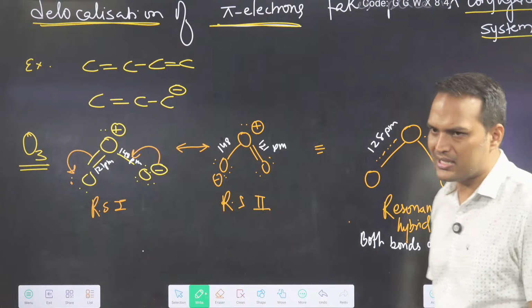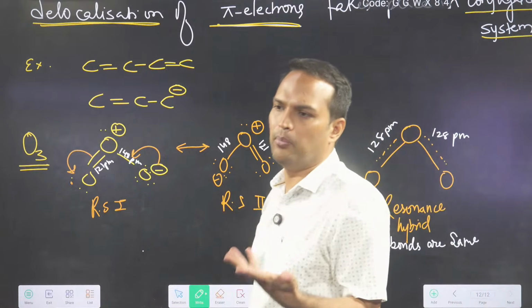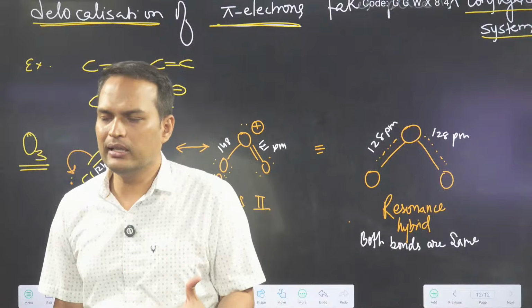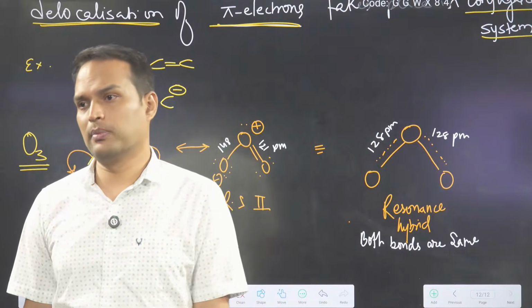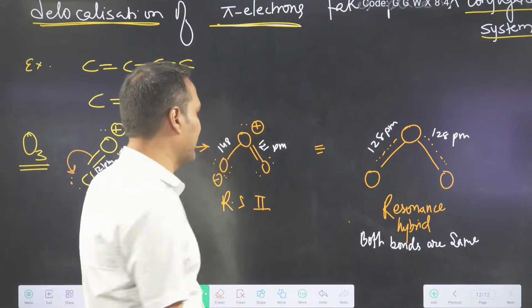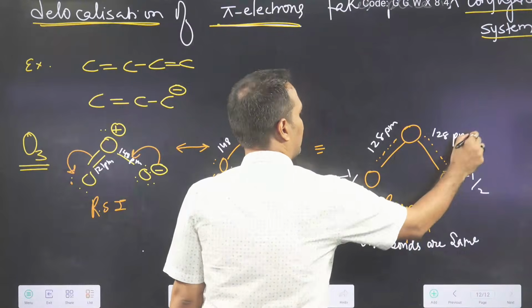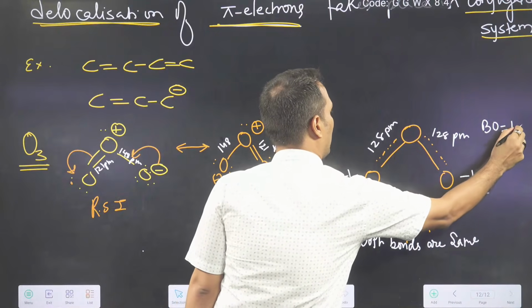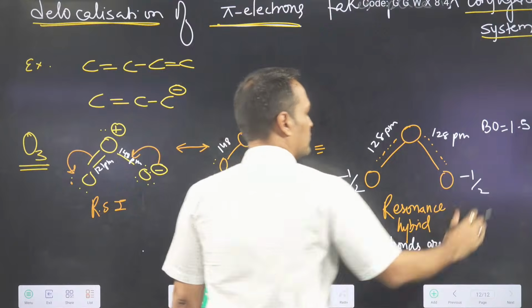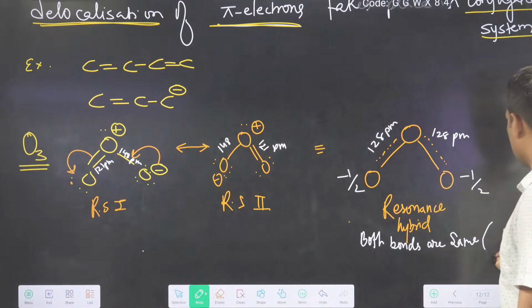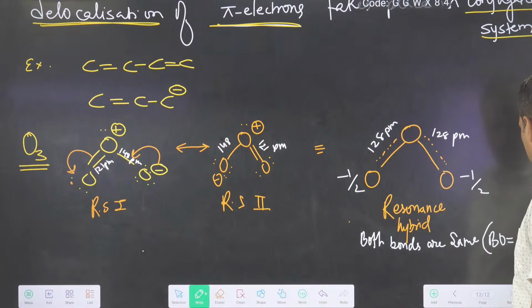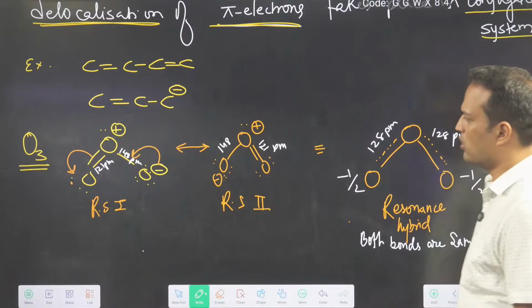So in the next class, I will tell you how to find bond order and average formal charge. We will try to find this. The average formal charge here is -half, and the bond order is 1.5. So this we will tell you in the next class. Bond order is 1.5. But you are knowing also many things.